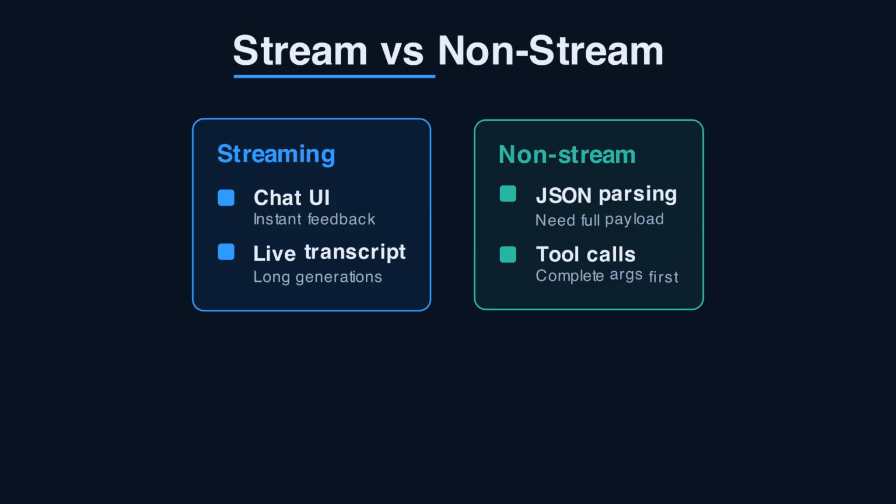You can stream tool calls, but you have to reassemble fragmented argument strings yourself, and that's a common source of bugs. Pick streaming for human eyes, blocking for machine consumers.